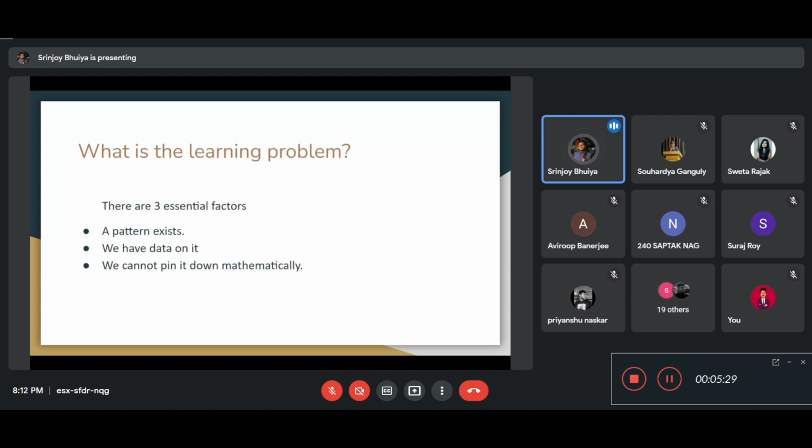So now let's start with a concept called the learning problem. As you know, this entire field is called machine learning. So what is learning here? Learning is based on the fact that there should be three essential factors in the problem statement that we have. We should have a particular pattern in the problem statement. We should have enough data on it, and we should have a problem statement which you can't find an exact mathematical answer to.